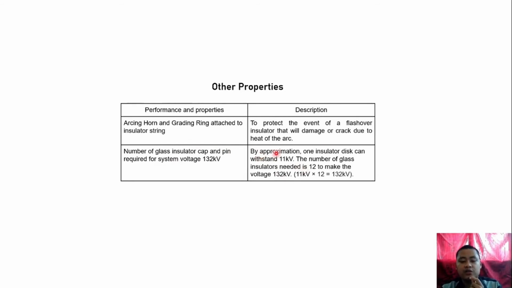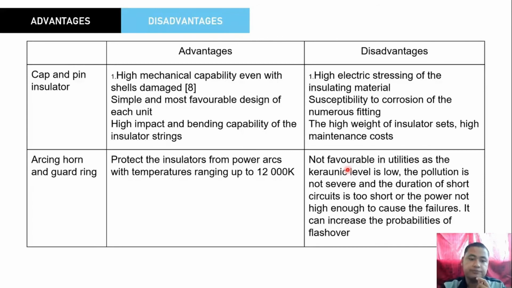So we use, by rule of thumb, one insulator can withstand 11 kV. So a number of glass units is needed to make the 12. So 11 times 12, we get the 132 kilovolt.